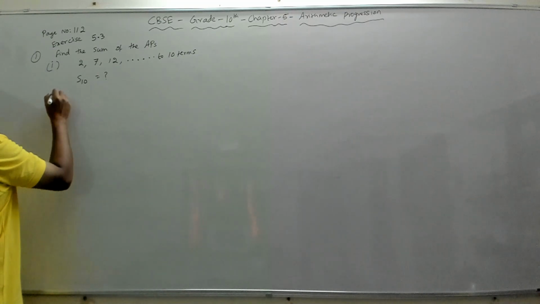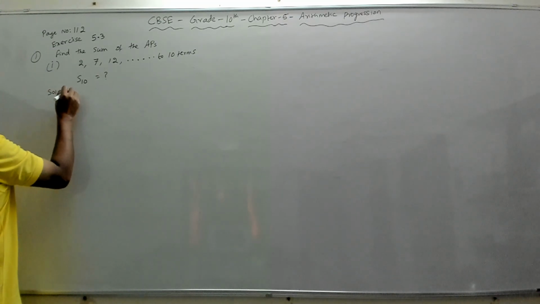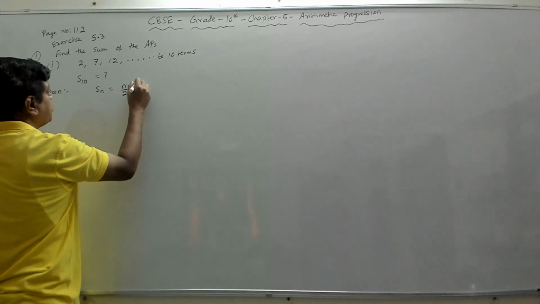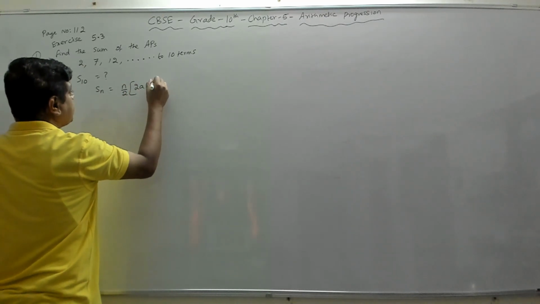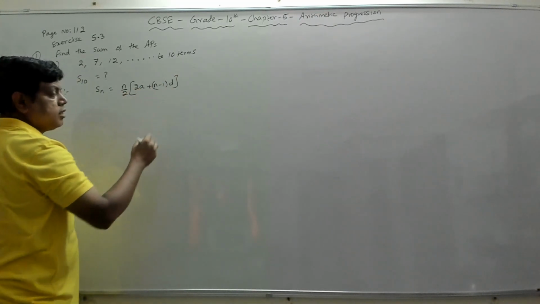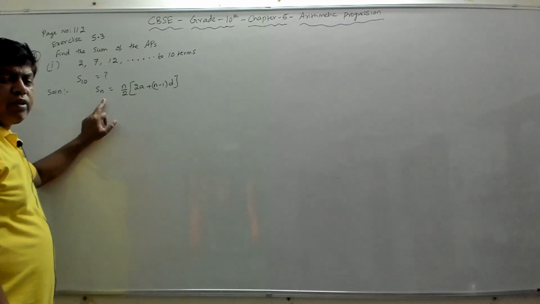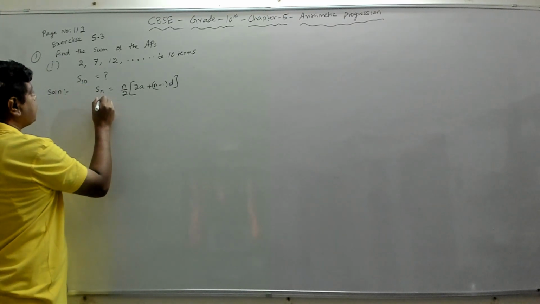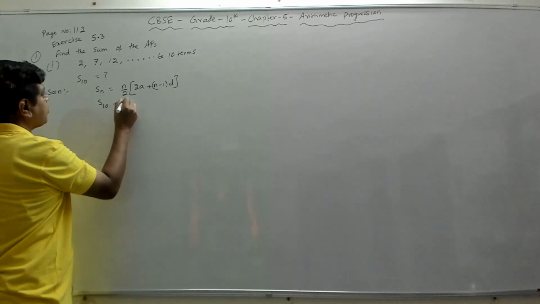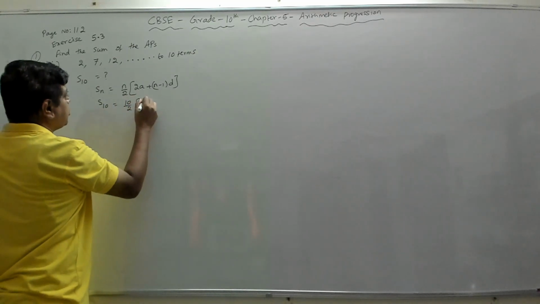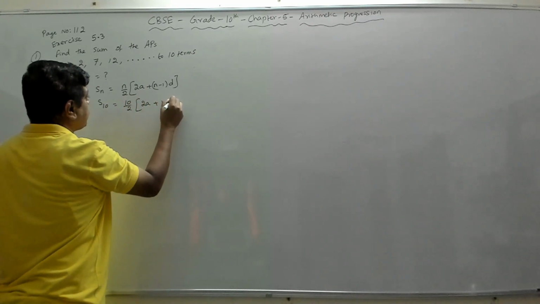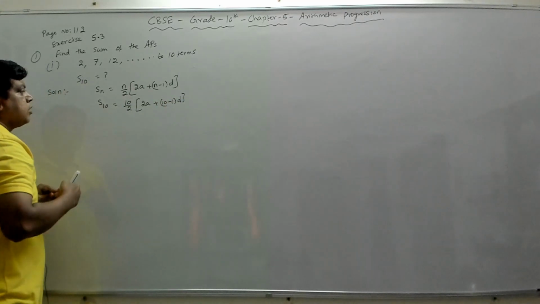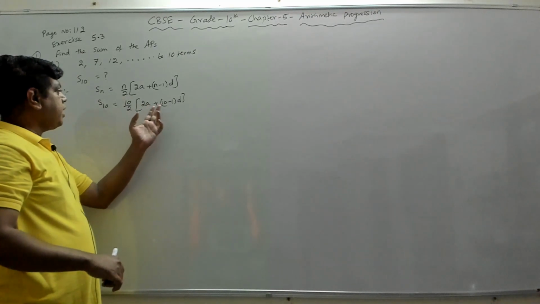S10 is the question mark. So the solution is, now what is our Sn formula? Sn is equal to n by 2 into 2a plus n minus 1 into d. This is the formula to find the sum of the first n terms of an AP. Now here we need to find the sum of the first 10 terms. So n is 10, and S10 is equal to 10 by 2 into 2a plus 10 minus 1 into d. So we need to find the value of a and d and then substitute here.